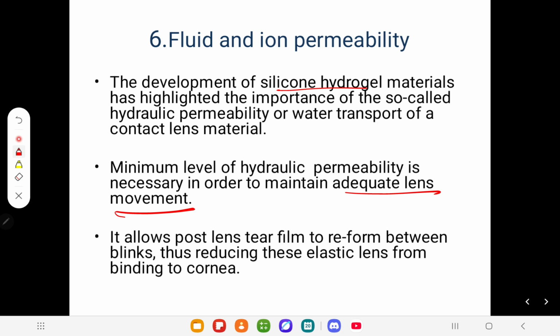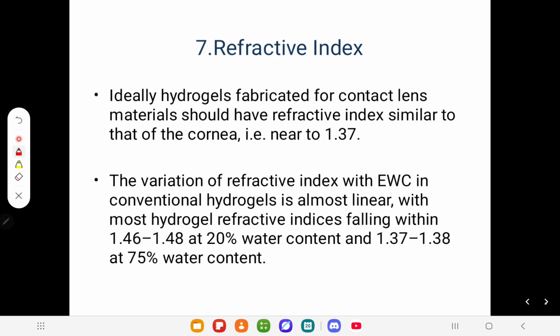If there is no permeability of water and no permeability of ions in the contact lens, the contact lens gets stuck, so it will not move. That's the main central thing you have to understand. It allows the post-lens tear film to reform between blinks, thus reducing the elastic lens from binding to the cornea. That's the concept. If you don't have that permeability for ions and fluid in the contact lens, there is a high chance that the contact lens gets stuck. It will bind to the cornea. Okay, so that's the concept.